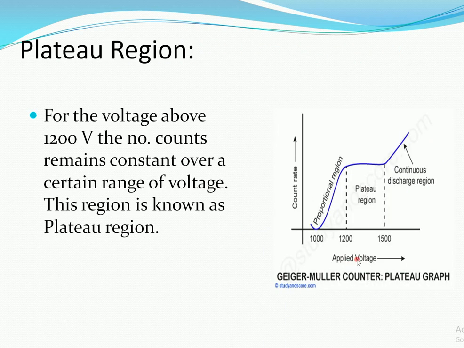The graph has applied voltage along the x-axis and count rate along the y-axis. Up to a certain voltage, that means up to 1000 volt, no ionization will be there, hence no count will be there. When the voltage is increased from 1000 volt to 1200 volt, the count rate and the voltage are proportional to each other. When the voltage is increased from 1200 volt to 1500 volt, the count rate remains constant, and this region is known as the plateau region. This is an important region in the GM counter.